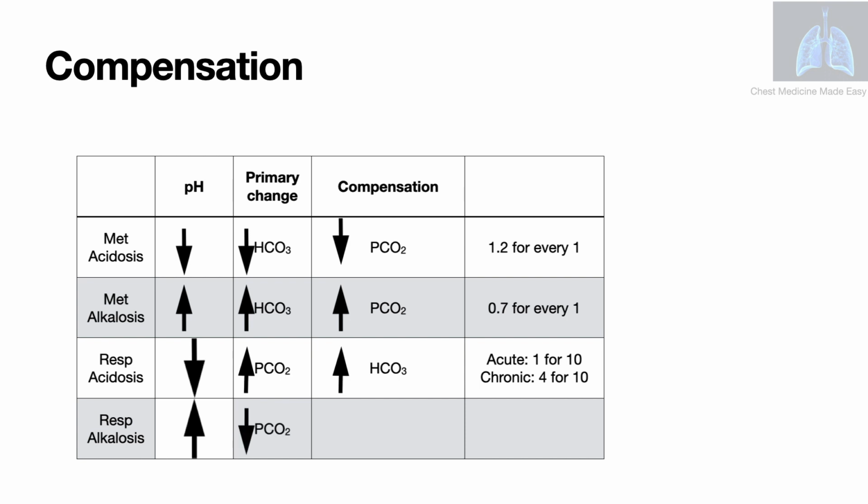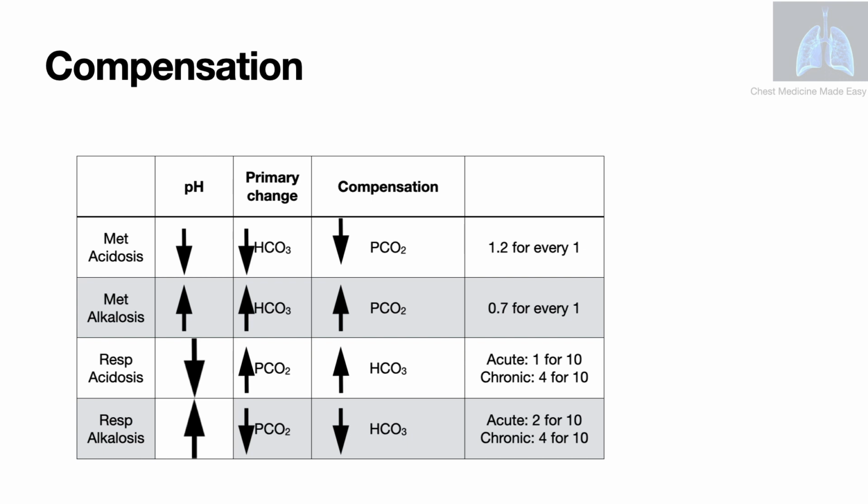In respiratory alkalosis, the primary change is reduction in PCO2. The compensation is reduction in bicarbonate. In the acute setting, there is a reduction of 2 units of bicarbonate for every 10 decrease in PCO2, and in the chronic setting, there is a 4 fall of bicarbonate for every 10 fall of PCO2.